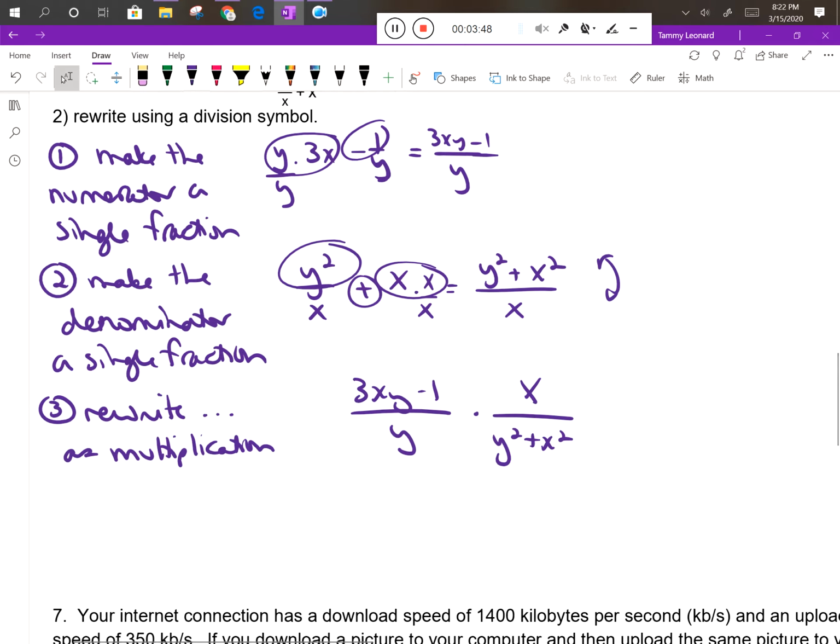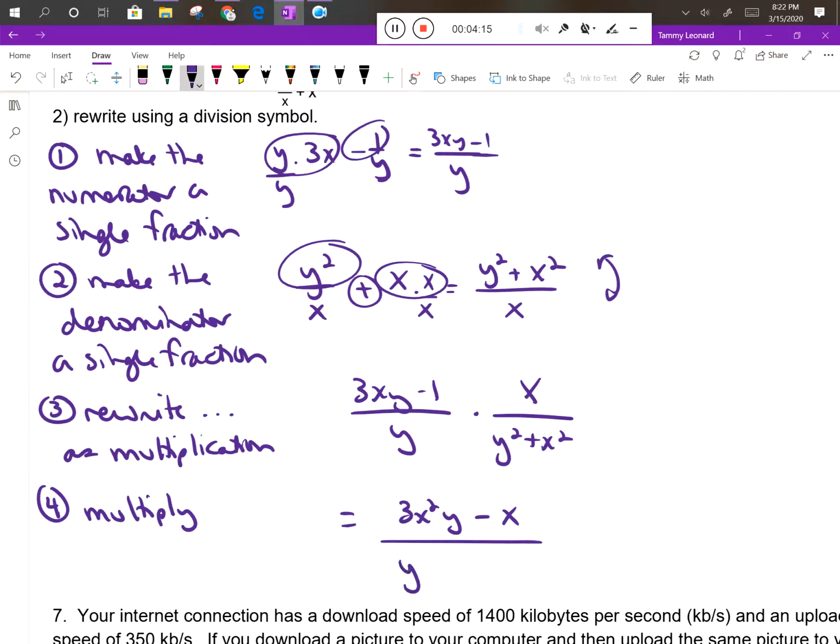And then step 4 is going to require us to actually multiply. So we'll do the problem just like the multiplication problems that we've done in the past. Now, if I can factor, I will, but looking at each of these numerators and denominators, there's really nothing to factor. So it's just a matter of multiplying straight across the top and straight across the bottom. So we're going to have 3x squared y minus x divided by y cubed plus x squared y. And that's the best that problem gets. So that's considered the simplest form of this fraction.